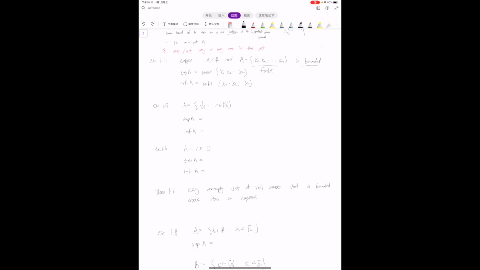Let's look at another example. Let A be the set of 1 over n, where n belongs to the natural numbers. So what is this set? This set will be 1 over 1, 1 over 2, 1 over 3, and it goes on to 1 over a very large number, and keeps going to infinity. So what is the supremum of A? The supremum of A is the minimum upper bound of it. And what is an upper bound of it? It's simply 1. So the supremum of A is just 1 here.